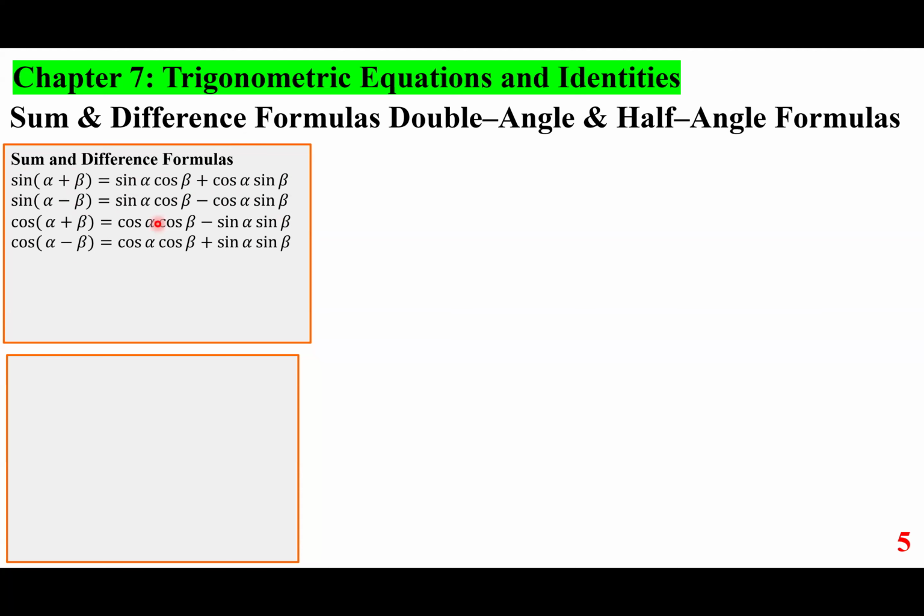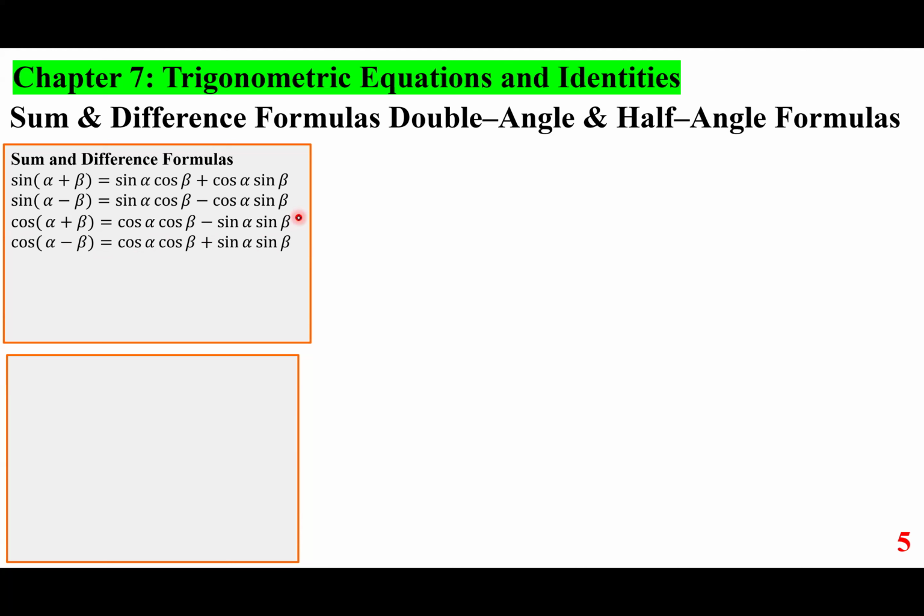Cosine of alpha plus beta is cosine alpha cosine beta minus sine alpha sine beta. Cosine of alpha minus beta is the same thing with the positive sign in between. First, we prove this, and then we replace beta with minus beta, and it gives this one.